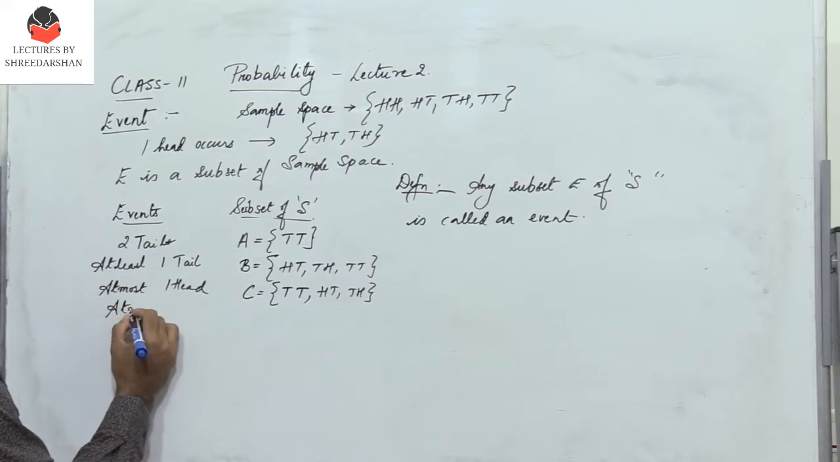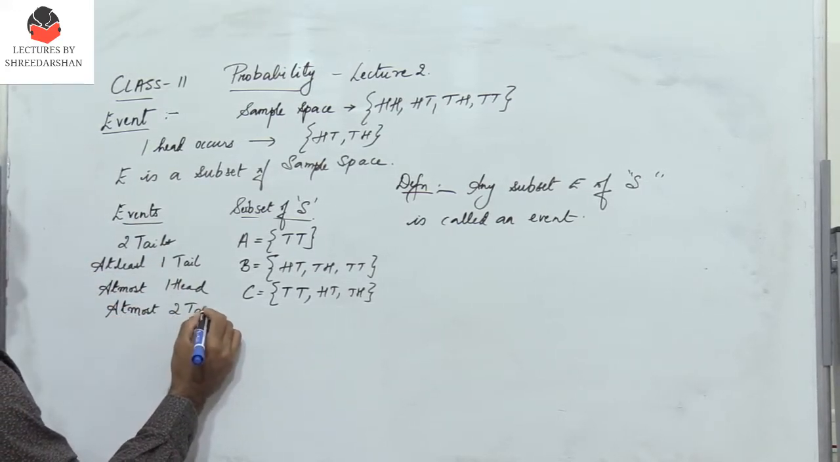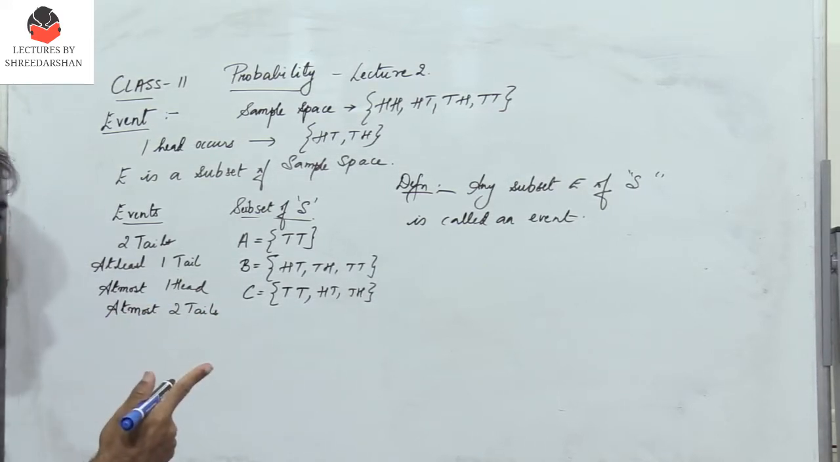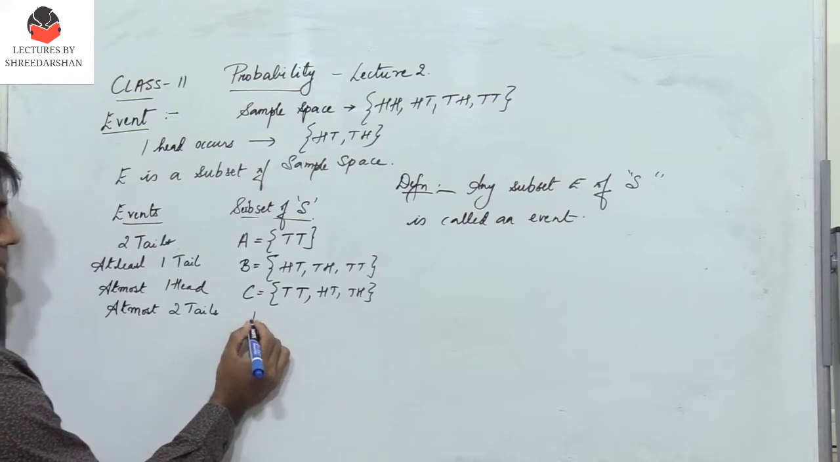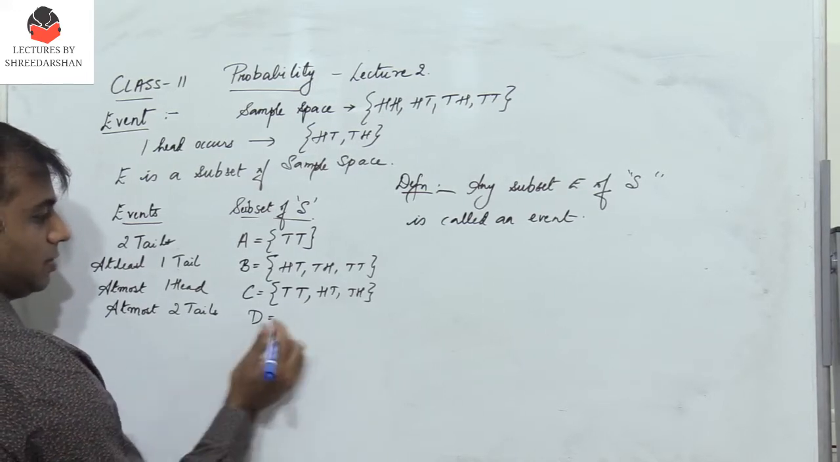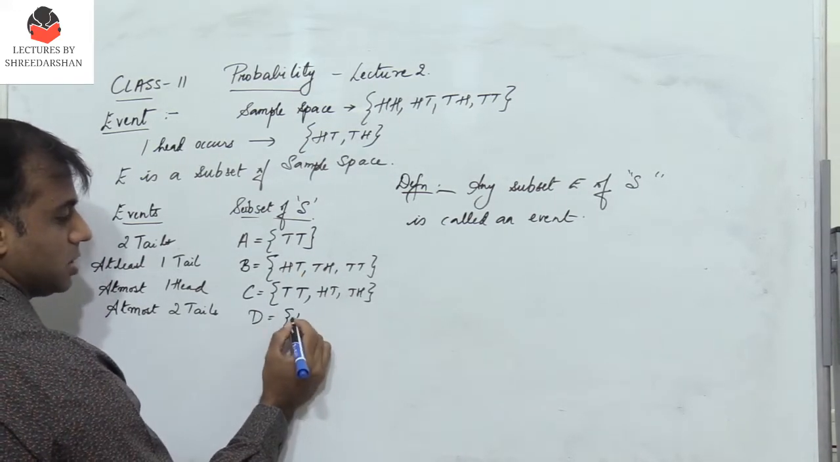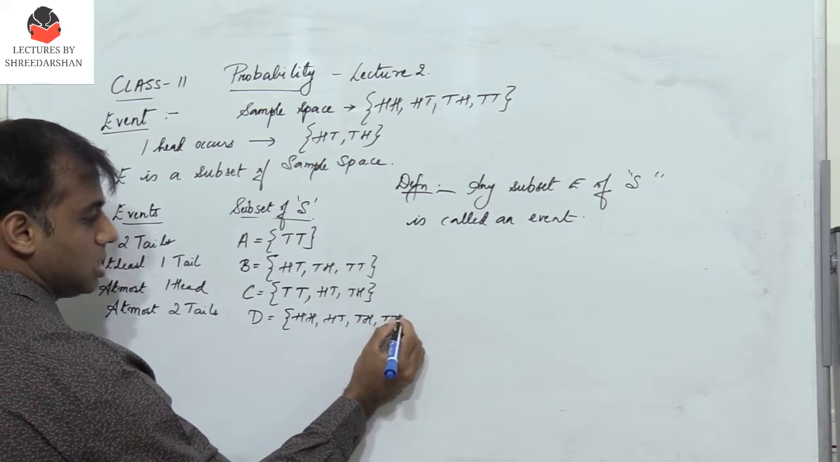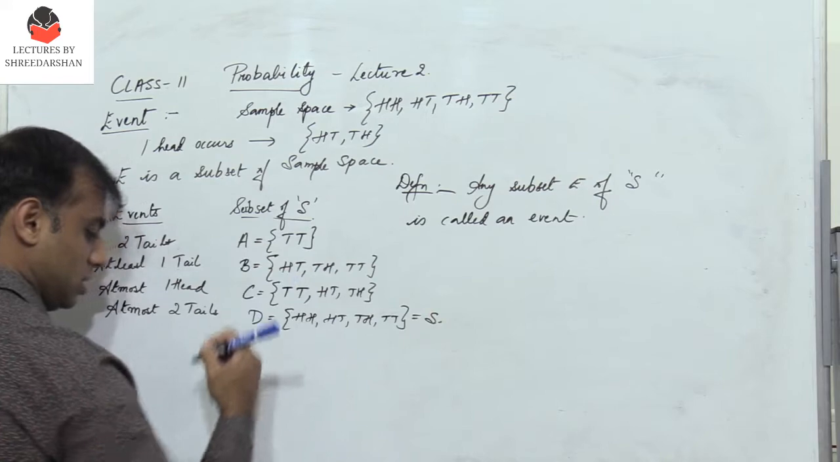Next, at most two tails. What do you mean by at most two tails? I can have zero tails occurring, one tail occurring, or two tails occurring. Let me define it as event D. So I have the entire sample space HH, HT, TH, and TT. So this is the sample space S itself.